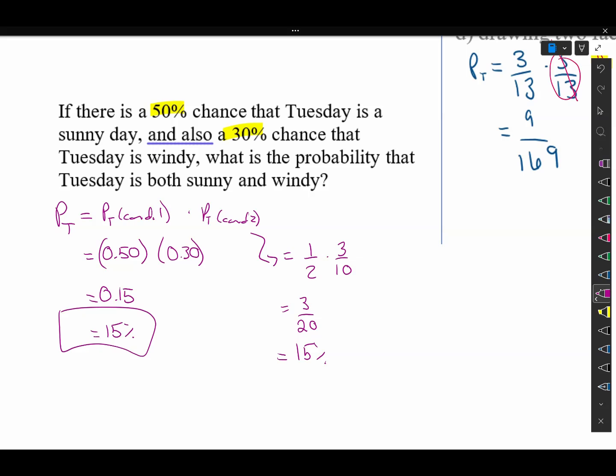So I'm hoping at this point you feel a little bit more comfortable. You know how to handle the probability when we're working with multiple events. Nice work.